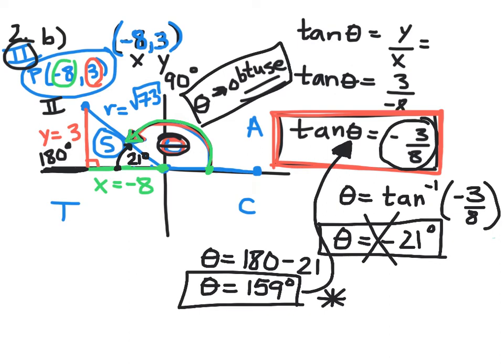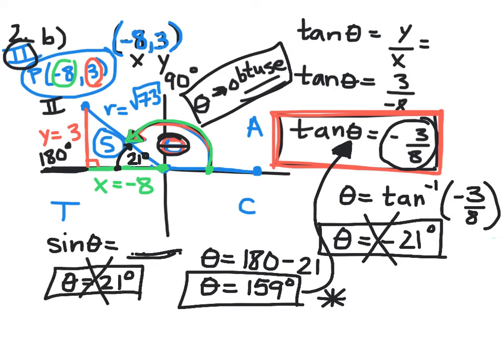So how is this connected to sine and all that? If you did use sine on this one, and you took sine inverse of whatever that was, I don't remember the number here, you would actually get that theta is 21. And once again, that is not the correct answer. You have to fix that answer. How do you fix that answer?